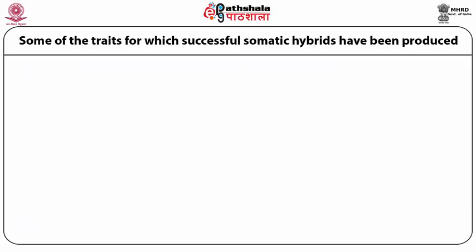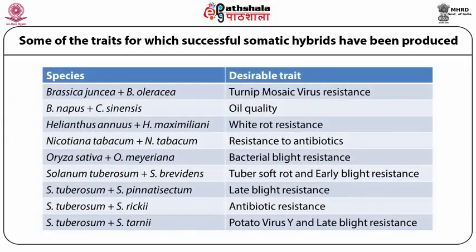Through somatic hybridization, we have been successful in releasing commercially important products with various species as well as various traits. For example, the hybrid of Brassica juncea with Brassica oleracea has resistance to turnip mosaic virus; Helianthus annuus with Helianthus maximiliani, white rot resistance; Nicotiana tabacum with tabacum, resistance to antibiotics; Oryza sativa, bacterial blight resistance; Solanum tuberosum, tuber soft rot and early blight resistance; Solanum tuberosum crossed with Solanum pennellii, late blight resistance; Solanum tuberosum with Solanum ruiz-ceballosii, antibiotic resistance; and Solanum tuberosum with Solanum tarnii, potato virus Y and late blight resistance.